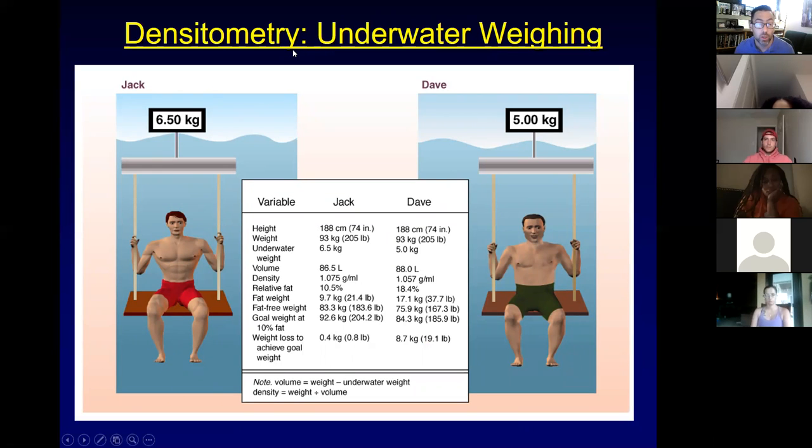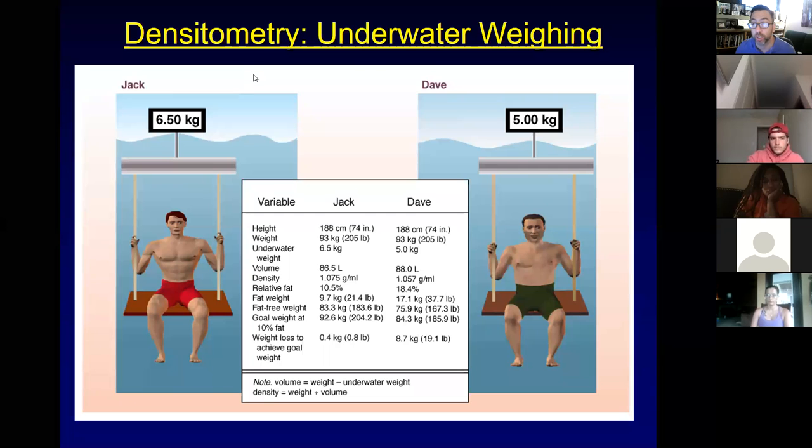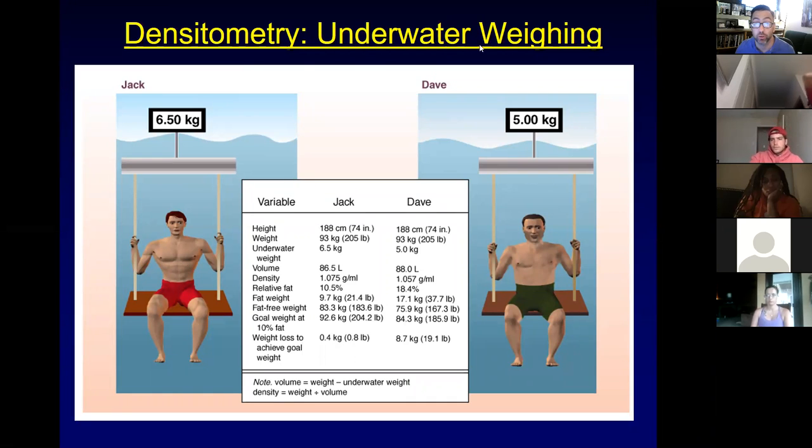Another thing that we do is something called underwater weighing, and for the longest time this was the gold standard, but it is no longer considered to be the gold standard for our indirect measures. If you take the exercise physiology lab class, you will do this underwater weighing technique and compare it to some other ones. The general idea is we dunk you underwater. You sit on a little swing underwater, and we see how much you weigh underwater. Just what it says.